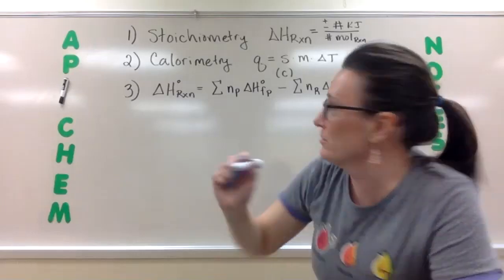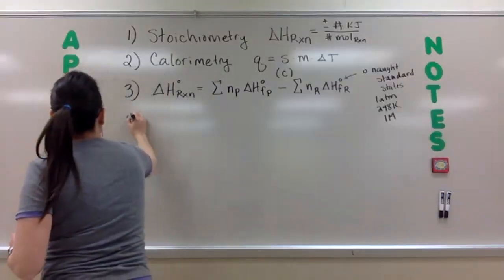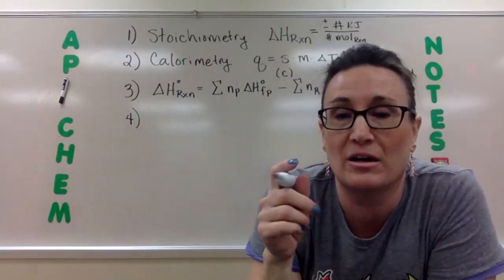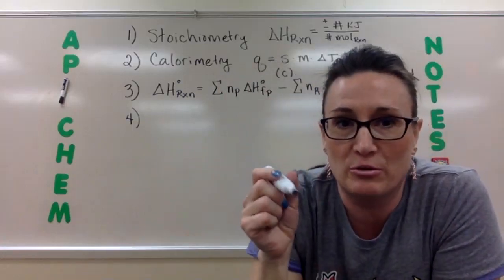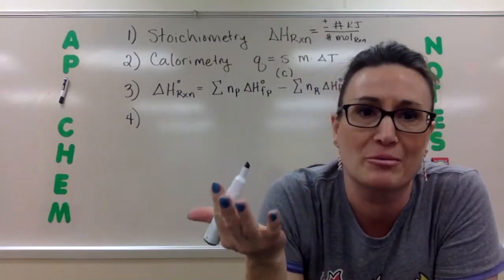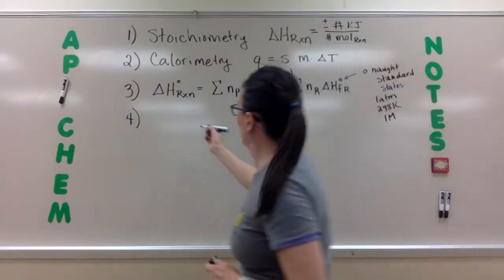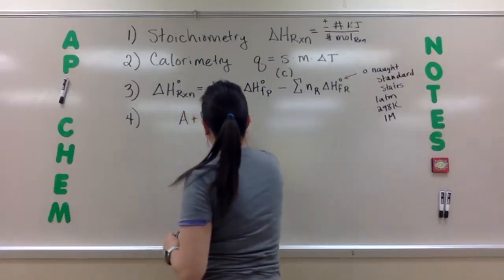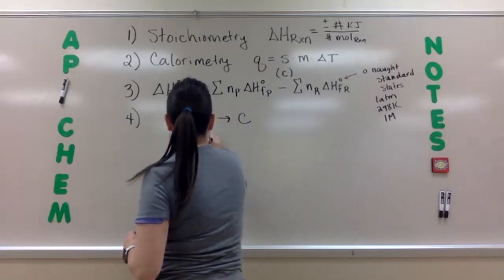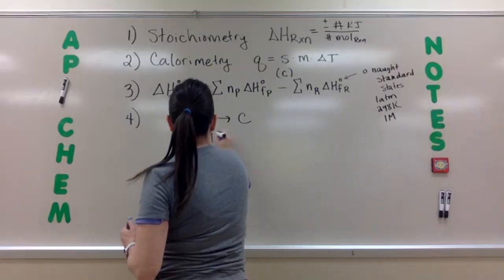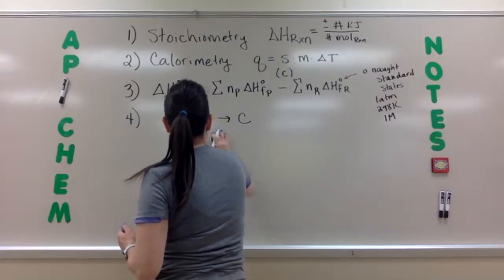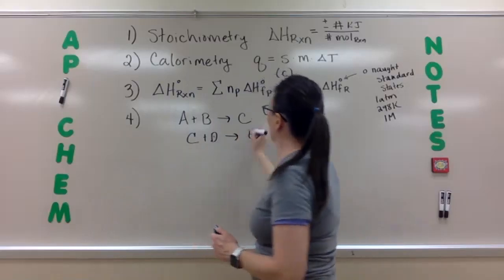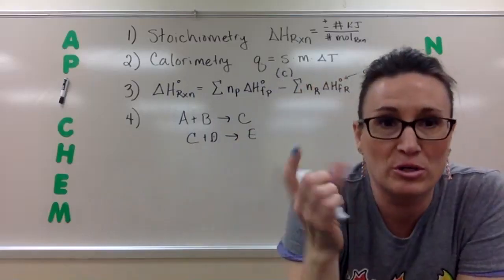Number 4 is using equations. So it's the original version of Hess's law, but they don't have to be formation equations. So it can be any equation. I'm just going to write it like A and B. Okay. So like A plus B gives me C, and then maybe C plus, I don't know, let's just say D gives me E.